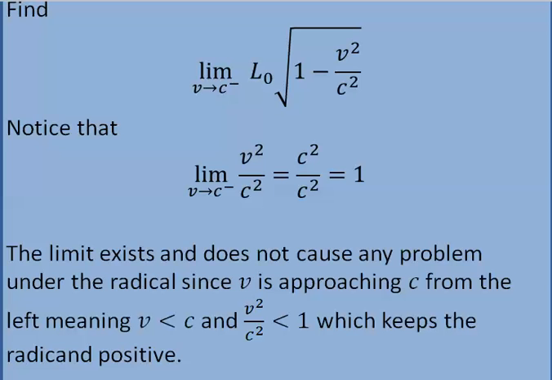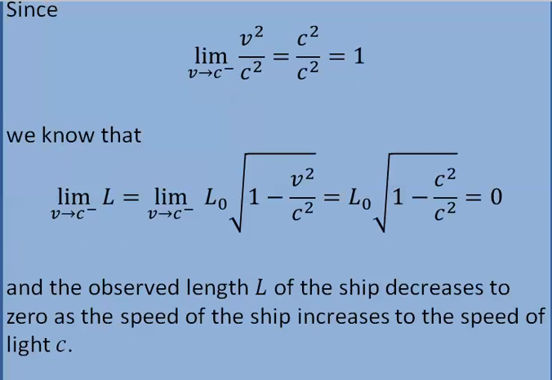This limit exists and does not cause us any problem under the radical because v is approaching c from the left, meaning v is less than c, meaning v squared over c squared is less than 1, and that keeps the radicand 1 minus v squared over c squared positive, which is what you want. It has to stay positive if you're going to take the limit there. And it does. So go ahead and take the limit.